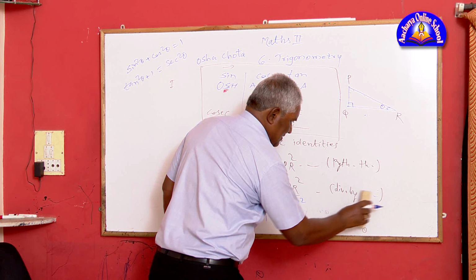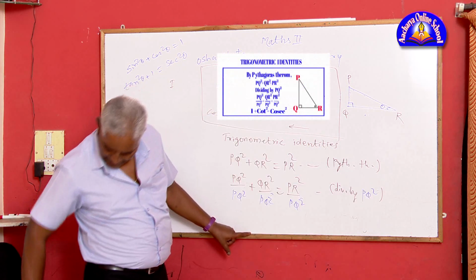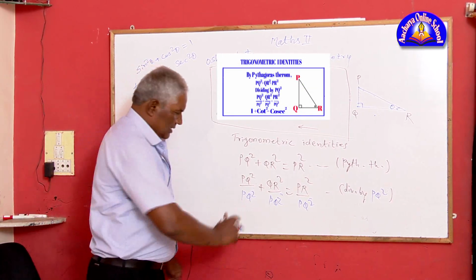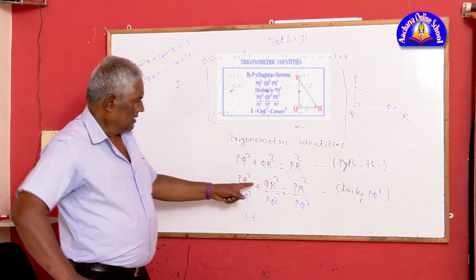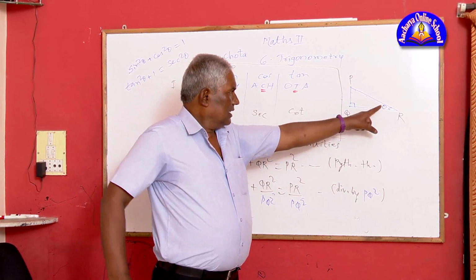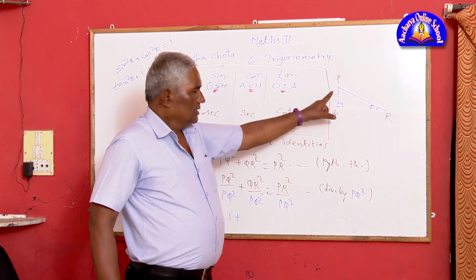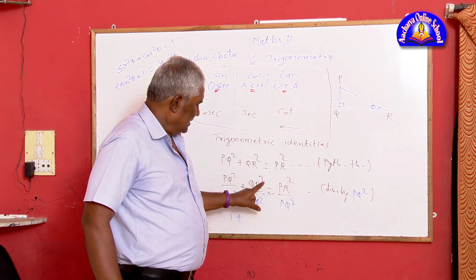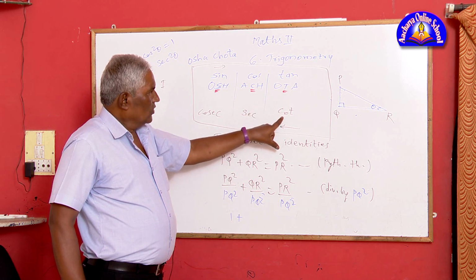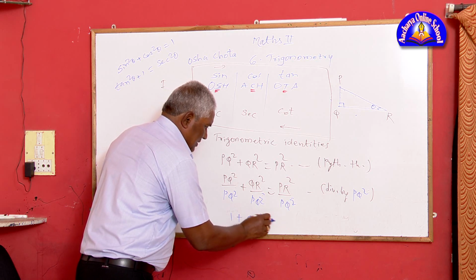Now suppose this is divided by PQ square. You can write the third identity, PQ square upon PQ square, that is 1. Consider ratios regarding this angle theta. QR is the adjacent side, PQ is the opposite side. That means adjacent upon opposite, that is cot, and therefore it is cot square theta.